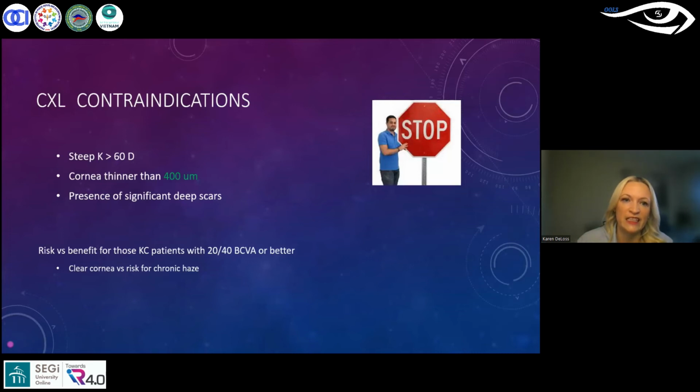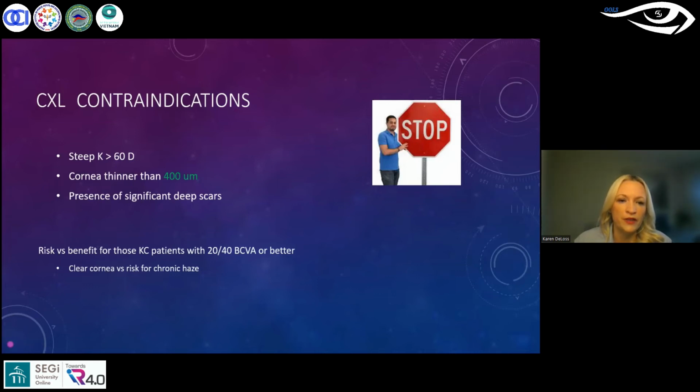Contraindications, this is key. Patients who have more than 60 diopters are not candidates for keratoconus. If the cornea is thinner than 400 microns, it's not a good idea to send those patients. You may want to send them and just let them know that they may not be a candidate. I always let the surgeon make that decision, but that's something you would want to consider. And then deep scars are not candidates.